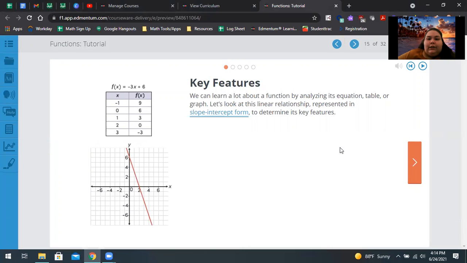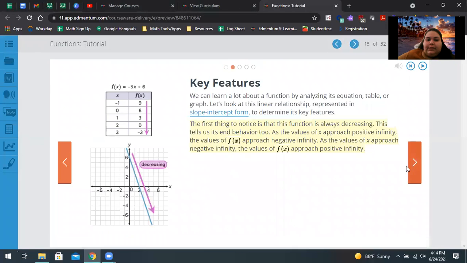So we can learn a lot about a function by analyzing its equations, tables, or graphs. Let's look at the form of a linear relationship represented, the slope-intercept form. By looking at the slope-intercept form, it determines key features. For any linear function, you are going to have a slope. And let's go ahead and just jump into that.